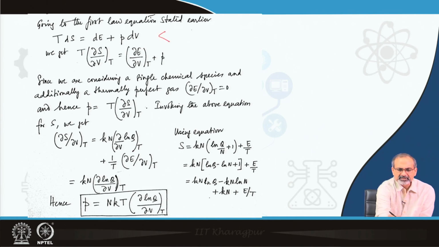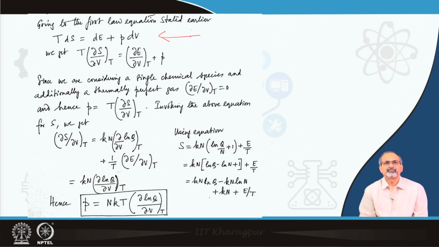We again revisit the first law equation. Why do we do it? We do it with the intention of finding an expression for pressure now in terms of partition function. We have already found the expression for internal energy, enthalpy and entropy in terms of partition function. We are yet to do it for pressure.